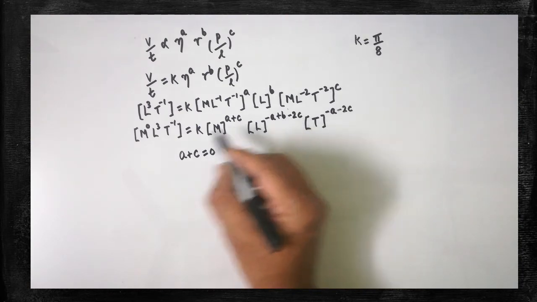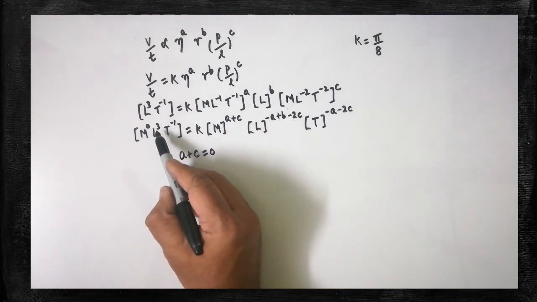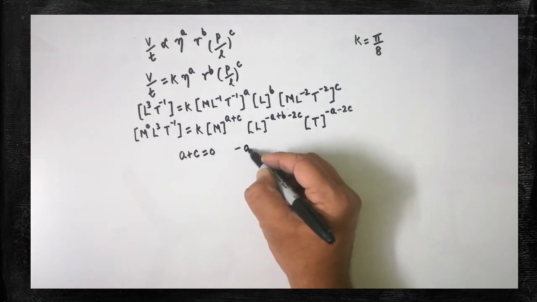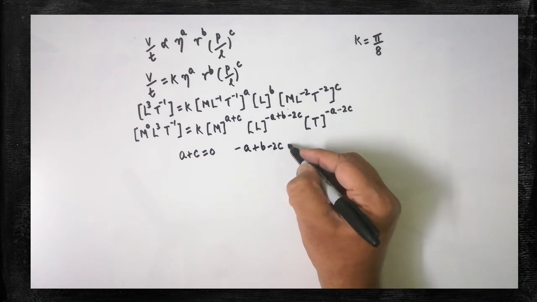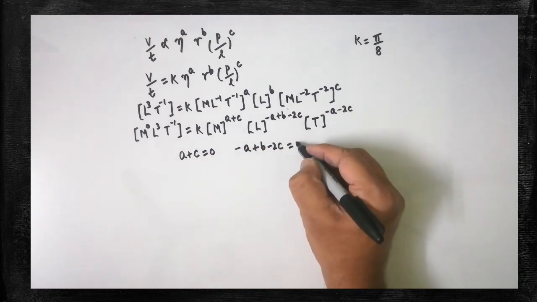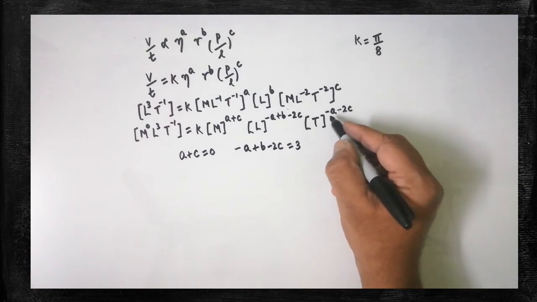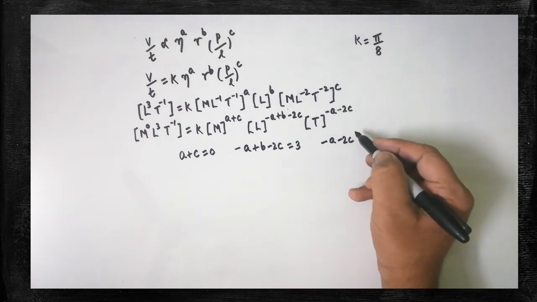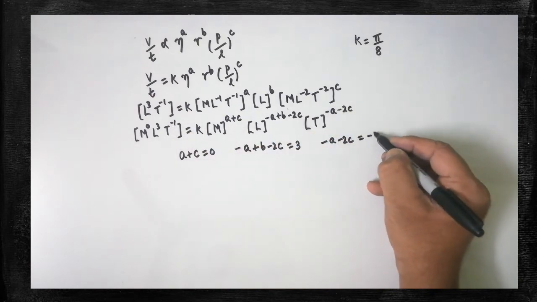Here L is there, here also L is there. This factor is to be equated with this one, which is 3. Now minus a plus b minus 2c can be equated with 3. Understood? What is the next one? T. In the T, the power is minus a minus 2c. Clear? That is to be equated with this power, that is minus 1.